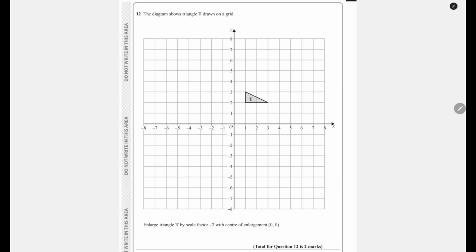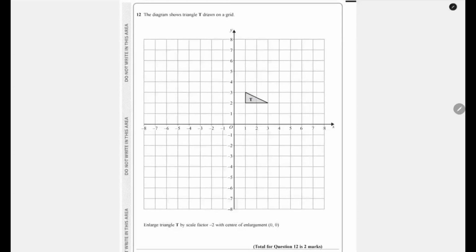Question 12 says the diagram shows triangle T drawn on a grid. Enlarge the triangle T by scale factor -2 with center of enlargement 0, 0. So the first thing to note is that the scale factor is a negative number, -2, which means that we're going to reflect triangle T in the opposite quadrant and then enlarge it. So it'll be in this bottom left negative quadrant.